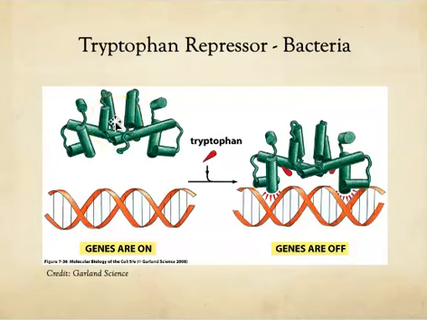When there isn't enough tryptophan around, that means there will be less binding of the tryptophan to this repressor. And if there's less binding going on, that repressor is inactive. It won't bind to the operator. The genes will be available and they'll be transcribed.